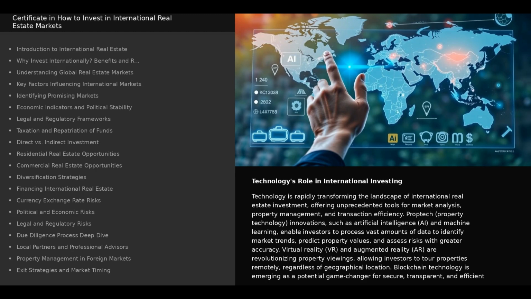Virtual reality, VR, and augmented reality, AR, are revolutionizing property viewings, allowing investors to tour properties remotely, regardless of geographical location. Blockchain technology is emerging as a potential game changer for secure, transparent, and efficient property transactions, reducing the need for intermediaries. These advancements streamline the entire investment lifecycle. They enhance decision-making capabilities significantly.